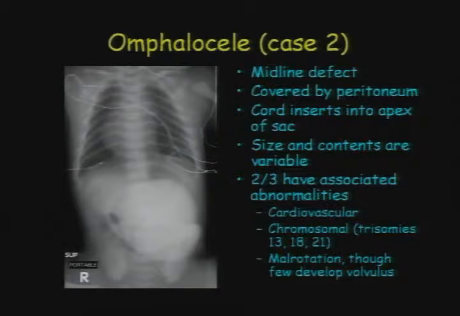The big thing is 2/3 have associated other abnormalities, cardiovascular abnormalities, chromosomal abnormalities, often trisomies, and these kids usually have malrotation, although surprisingly very, very few ever end up with a volvulus.